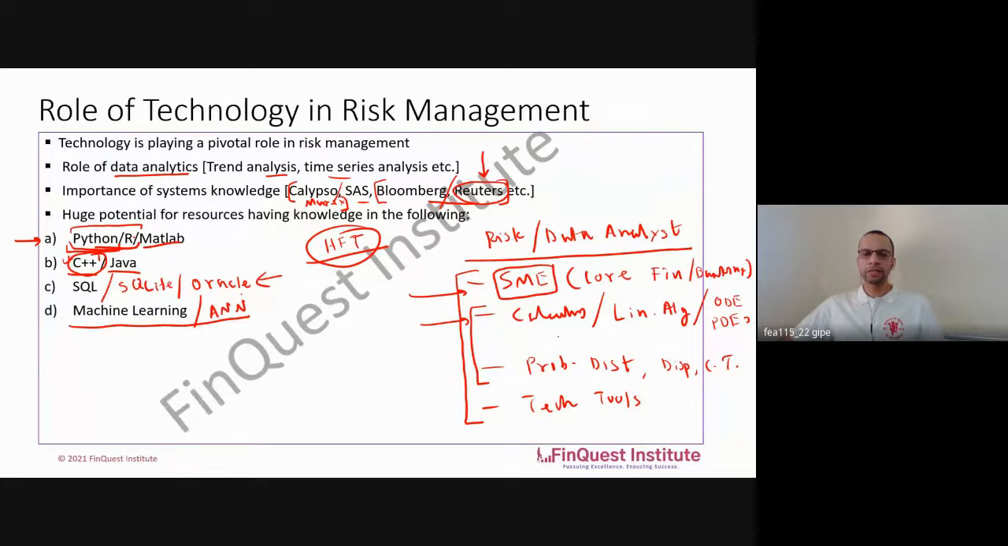So calculus could be things like differential and integral calculus, starting with things like limits, continuity, etc. Next, you have linear algebra, so matrices or maybe solving a set of linear equations, etc.